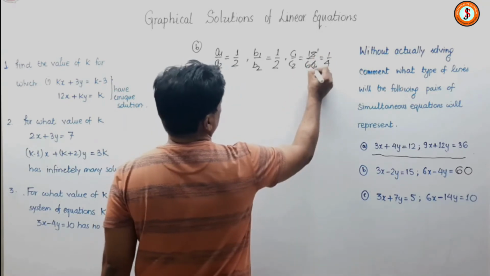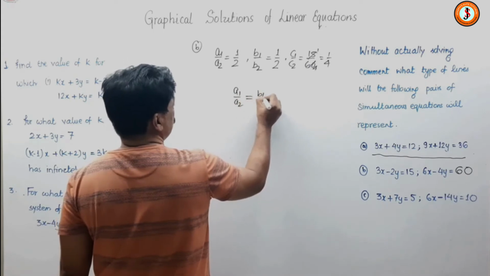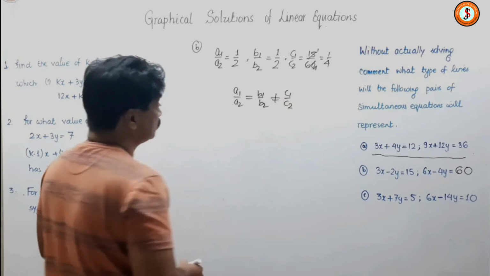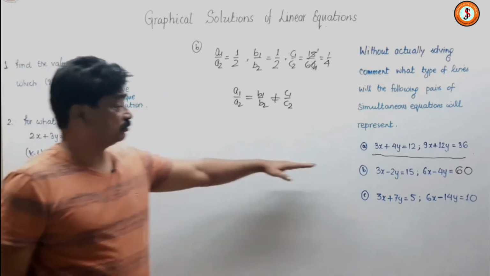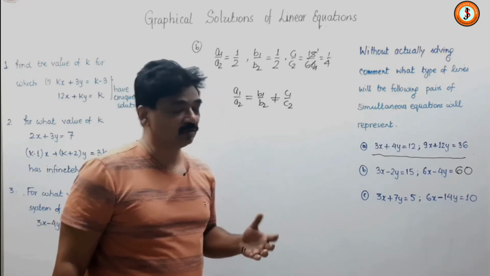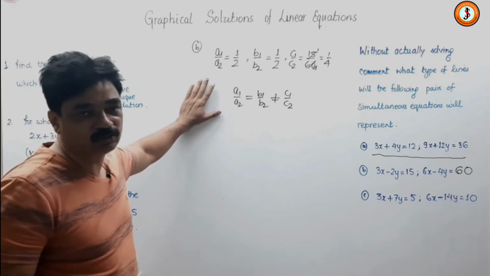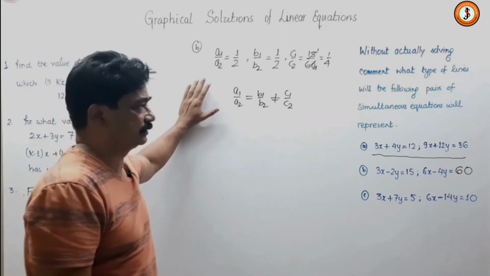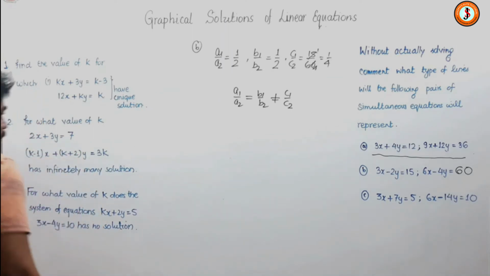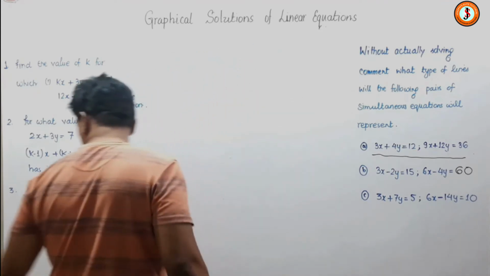So that means a1 by a2 is equal to b1 by b2 and is not equal to c1 by c2. This means the lines represented by these two equations will be parallel to each other, and therefore they will not have any solution and they are inconsistent. All right. So now let us go to the next question, question number C.